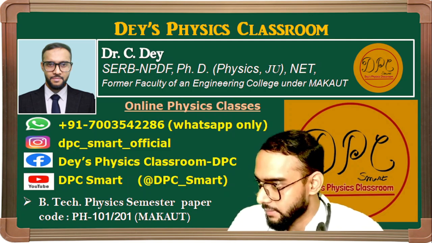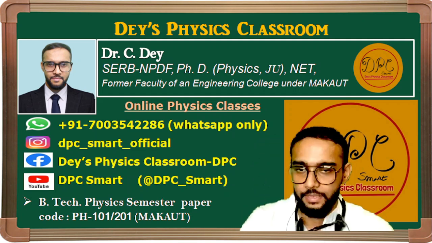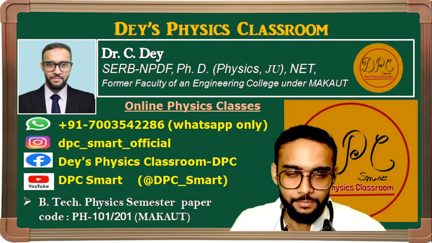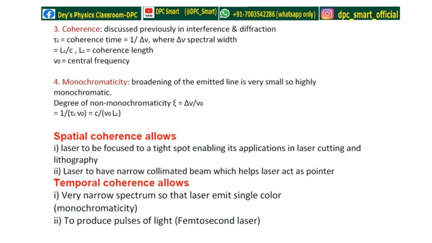The third property of laser is coherence, which I have discussed previously. Coherence time is tau c equals 1 by delta nu, where delta nu is the spectral width, and LC by C is tau c. So tau c is the coherence time, that is the coherence length divided by the speed of light, which equals 1 by delta nu. Delta nu is the spectral width, and nu naught is the central frequency of the spectrum.